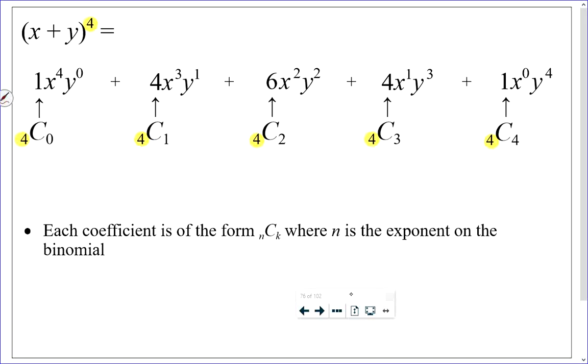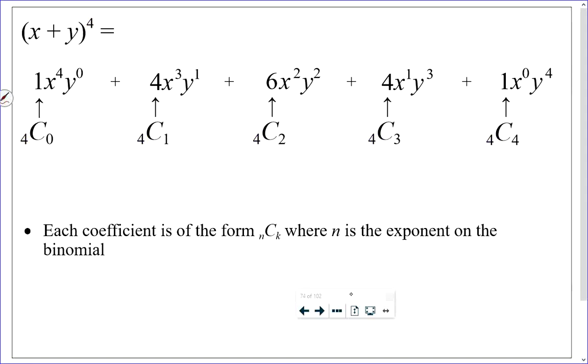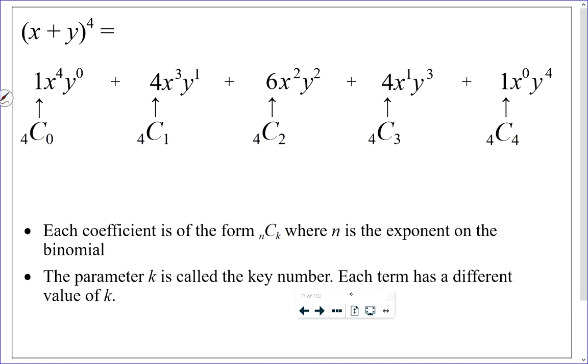So every term has the same n value, but the k value is different for each term. Don't forget, I'm saying that this is n choose k. 4 choose 0 is n choose k. 4 choose 1 is n choose k. These are all n choose k, which means they have different k values. The first term has a k value of 0.